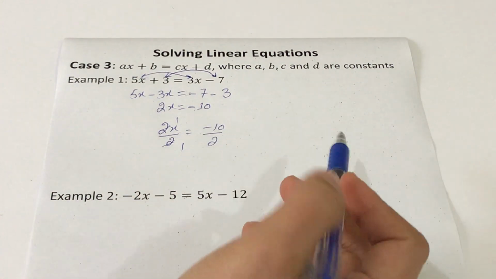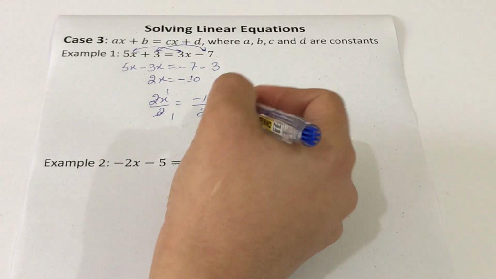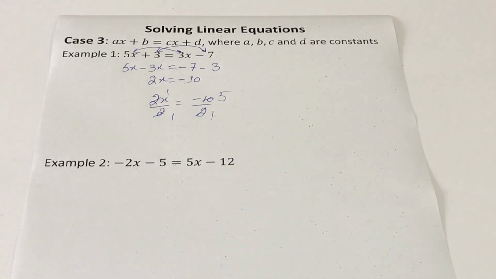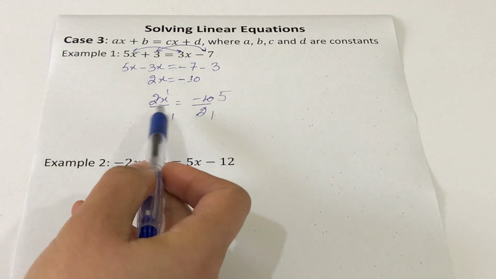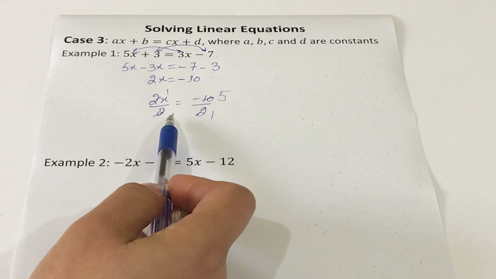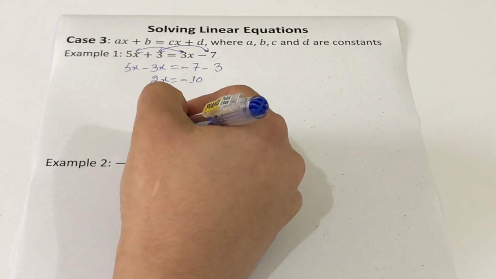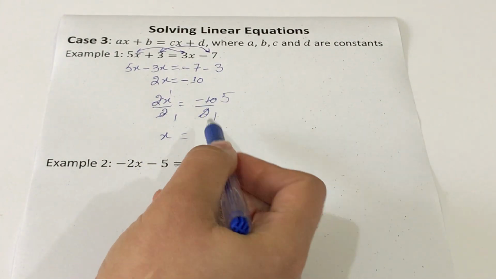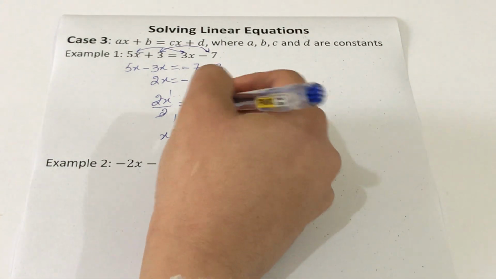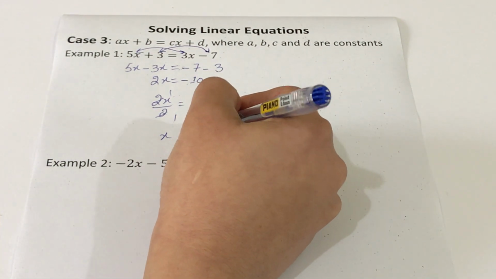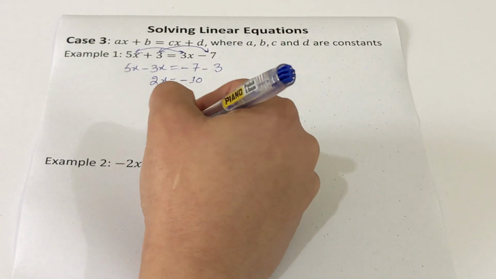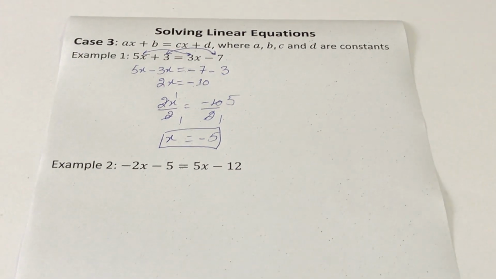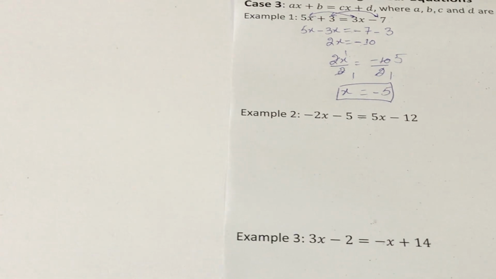And you all know 10 is divisible by 2. So 2 ones are 2 and 2 fives are 10, right? x times 1 over 1 is always equal to x is equal to negative 5 over 1 is always equal to negative 5. No need to write 1 in the denominator, right? Hope you have understood this example. Let's solve the second example.